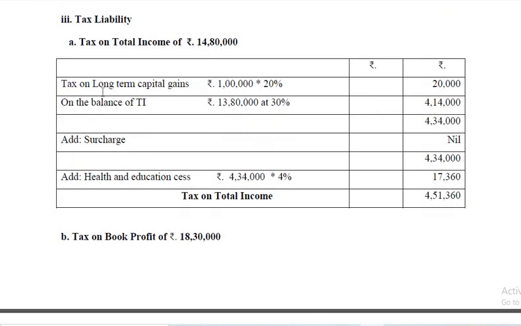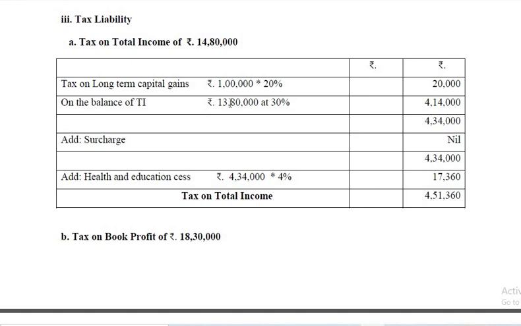14,80,000 is the total income. You know, total income consists of long-term capital gain of 1 lakh. On that, you have to apply the special rate of 20%. So that comes to 20,000. Then again, you have to find out whether there is any short-term capital gain taxable at 15%. Here it is not there. Then again, you have to find out whether there are casual incomes, like lottery income or winnings from horse race, crossword puzzles, etc. But here, no such items are there. Therefore, leave it alone.